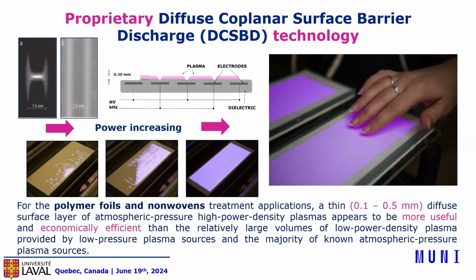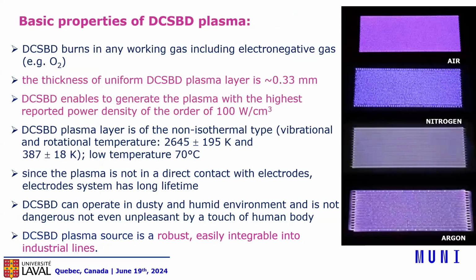The generated plasma is very thin. The effective thickness is 0.3 millimeters. And this type of discharge, due to this very thin effective thickness of plasma, has a really important advantage compared to industrial corona. I will explain it when I talk about one concrete treatment of material. So from our point of view, we consider this discharge economically efficient due to this fact, compared to other atmospheric pressure plasma systems. Some basic properties of coplanar plasma are listed on the slide. Maybe most of them I mentioned. It has a very thin effective thickness. Also, we generate plasma with high power density.